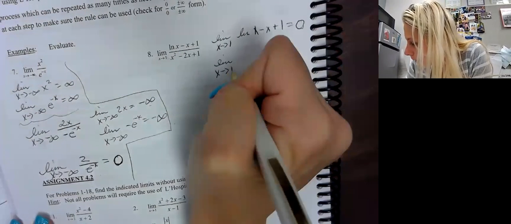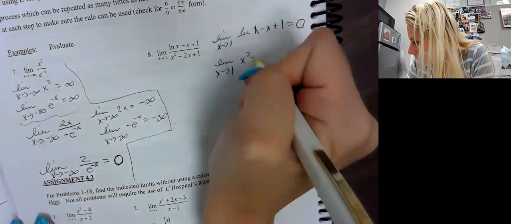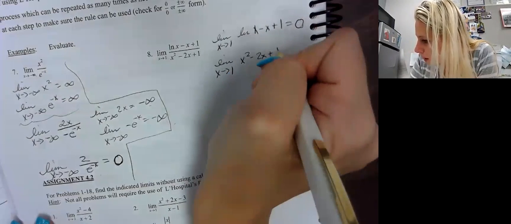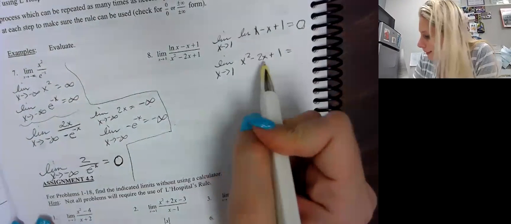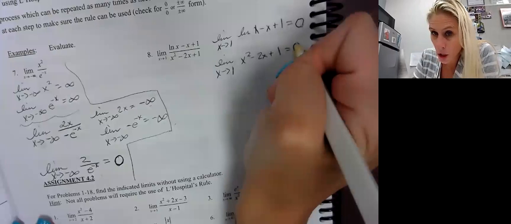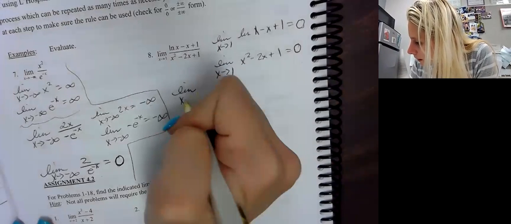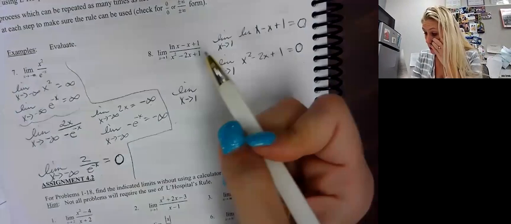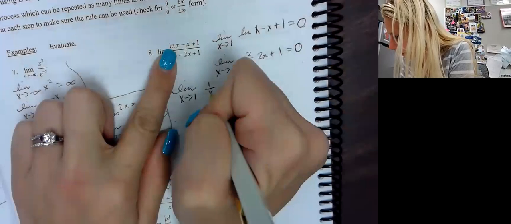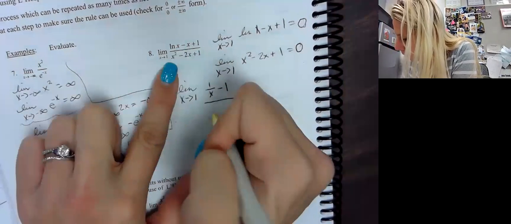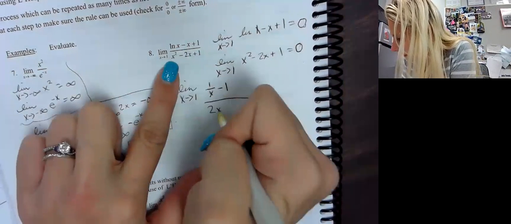Limit as x approaches 1 of x squared minus 2x plus 1. When I plug that in, I get 1 minus 2 is negative 1. Negative 1 plus 1 is 0. So we get that indeterminate. So now I can use L'Hopital's rule. As x approaches 1, let's take the derivative of the numerator, which is the derivative of ln is 1 over x. The derivative of negative x is negative 1, all over 2x minus 2.